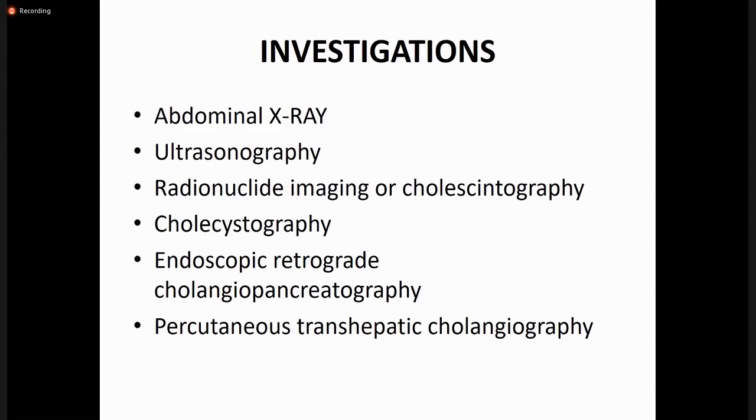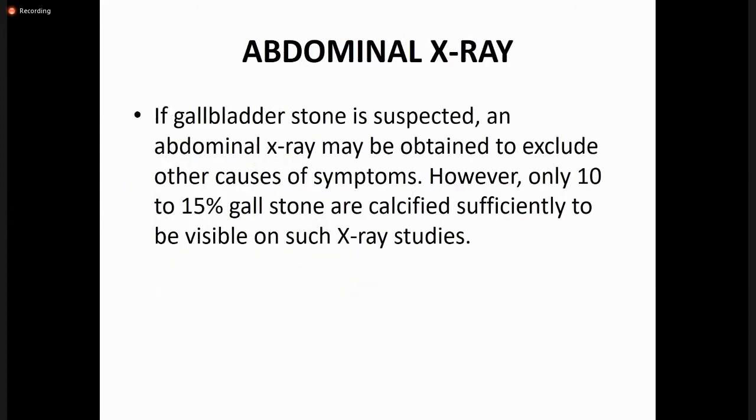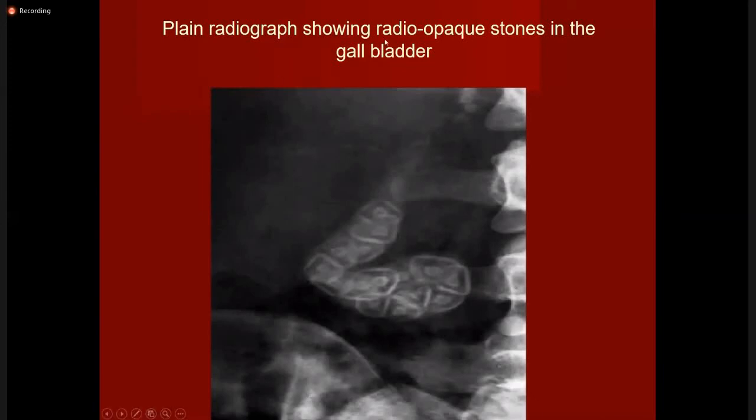Investigations: X-ray abdomen, ultrasound, radionucleotide imaging, cholecystography, ERCP, and percutaneous transhepatic cholangiogram. Now, if gallstone is suspected, an abdominal X-ray will show just 15% of the gallstones because they are usually not calcified. So X-ray studies are not all that helpful. Now, this is basically a plain radiograph showing stones in the gallbladder. These are mixed stones, obviously, where calcium is deposited, and you can find them.